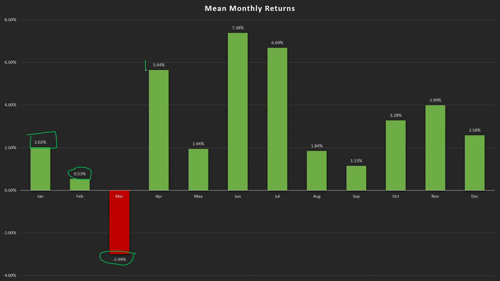April is a very good month, and the average return is 5.64%. May is okayish with a 1.94% return. June and July are very good months for this sector with 7.38% and 6.69% returns respectively. August and September are average months for this sector. Then October, November, and December are good months for this sector.